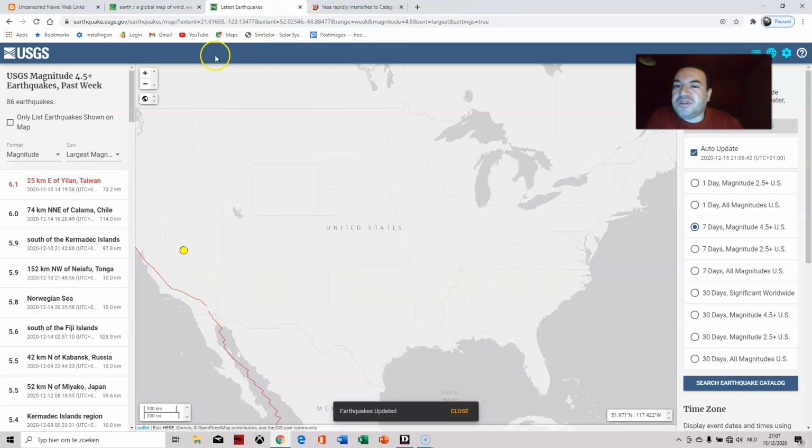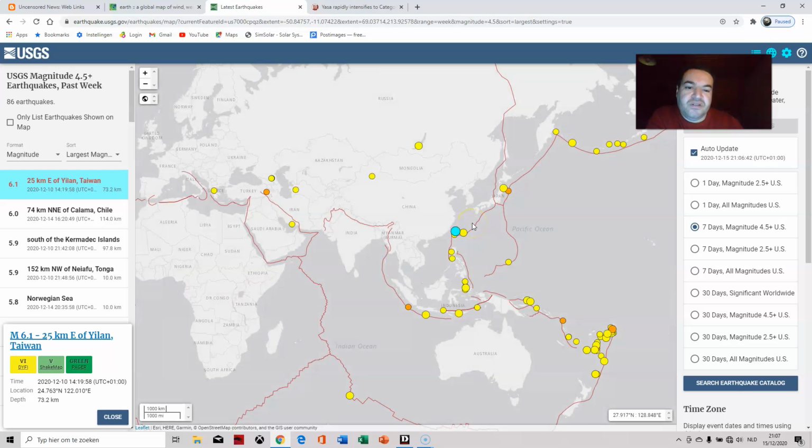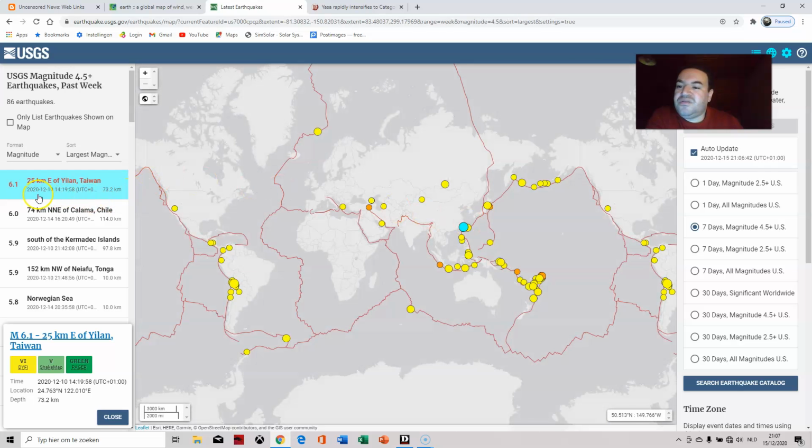So now let's take a look at earthquakes. I wanted to show this because, yes, I chose the 7 days, higher magnitudes than 4.5.